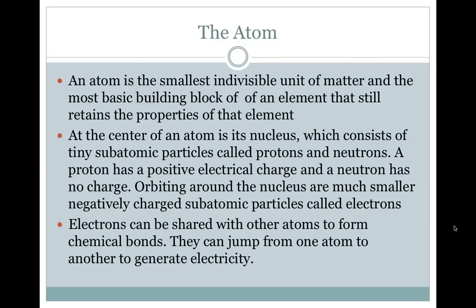Orbiting around the nucleus are much smaller negatively charged subatomic particles called electrons. Electrons can be shared with other atoms to form chemical bonds. They can jump from one atom to another to generate electricity.